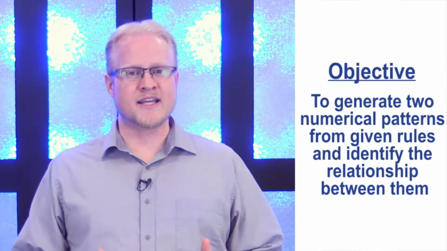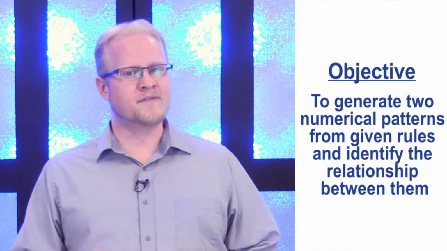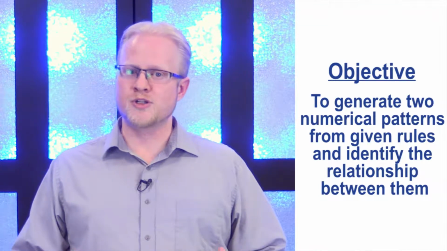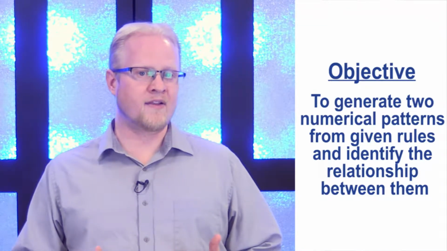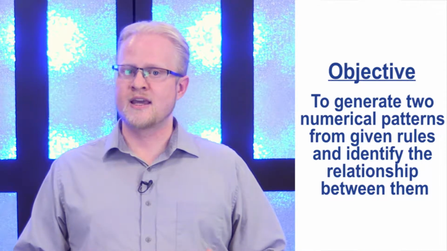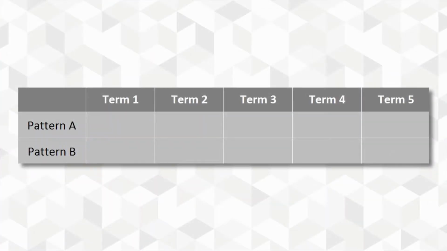The objective of this lesson is to generate two numerical patterns from given rules and identify the relationship between them. In 4th grade, students were introduced to the process of generating and analyzing patterns. In this lesson, we will review this process, then build upon it to identify the relationships between two patterns. In this first example, we will follow pattern rules to create two patterns, labeled as pattern A and pattern B.